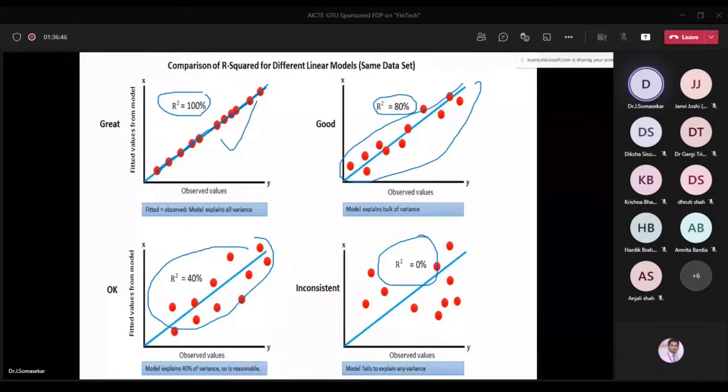Now let us assume I have a big data set and I have calculated MSE and R square for linear model RM1. I got MSE 0.45 and 0.72 R square.